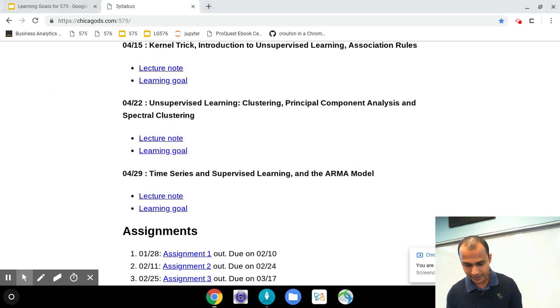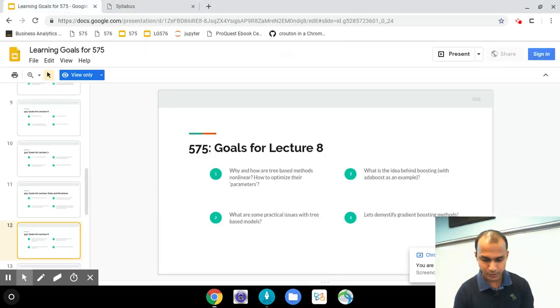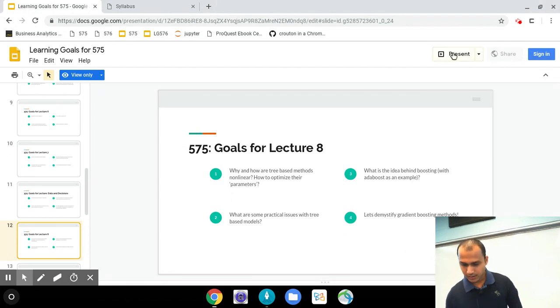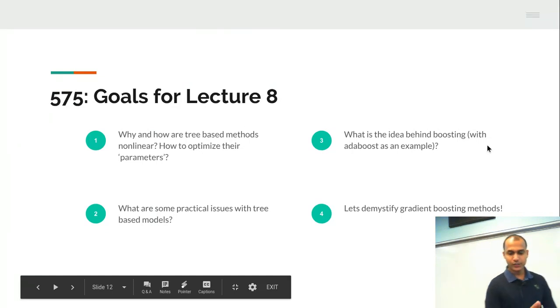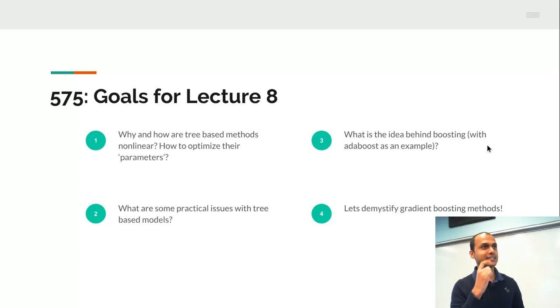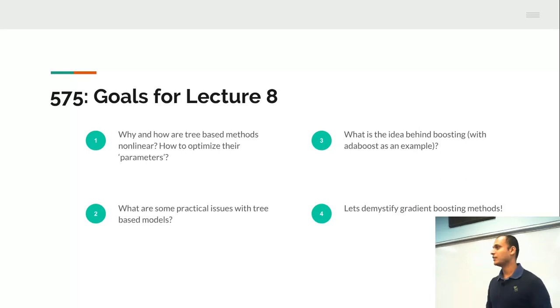Okay, so with that, let me talk about the learning goals for today. Tree methods are the first example of a nonlinear method. If you haven't checked this, why is it nonlinear? That should be obvious by the end of the first half of this lecture. And how are we optimizing its parameters? There is this mix of both the model specification and optimizing the model together in this model family, which is tree-based methods.